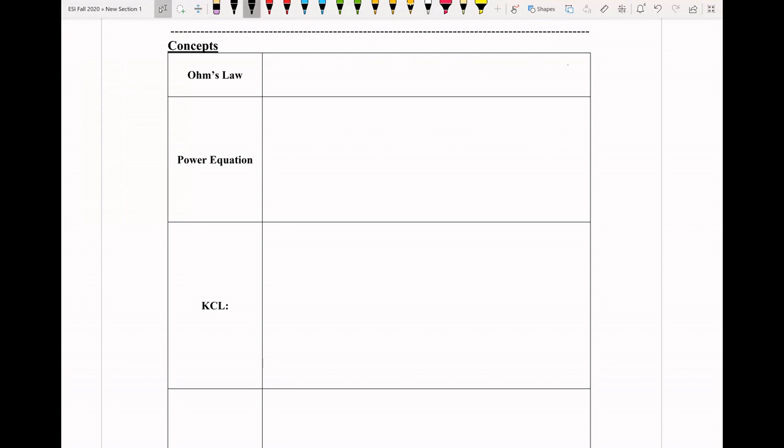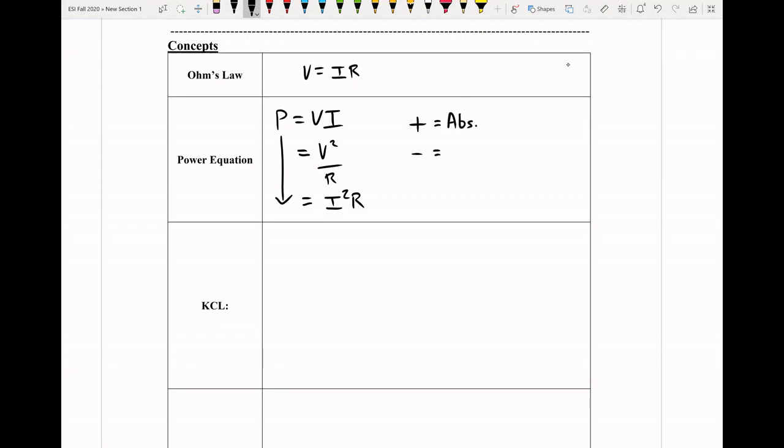Okay, so going through the concepts, we're going to start with our favorite equation, Ohm's law, which is V is equal to I R. Our power equation is going to be P is equal to V I, which is also equal to V squared over R, which is also equal to I squared times R. Remember, if we have positive, it's going to absorb. If it's negative, we're going to supply.